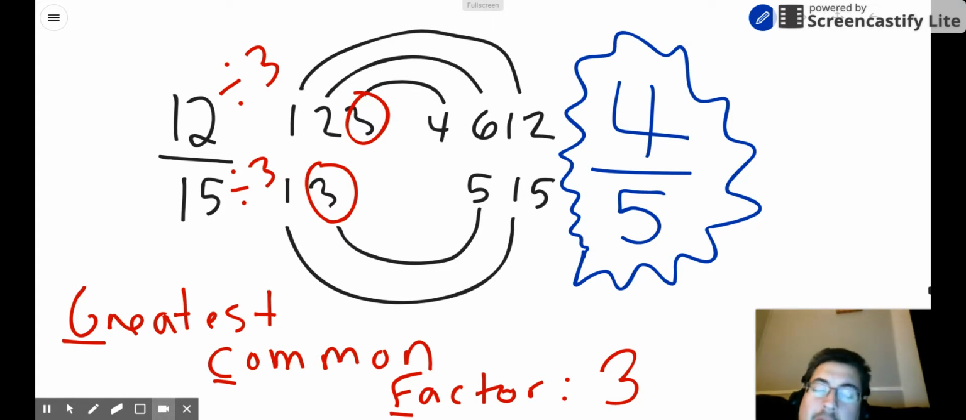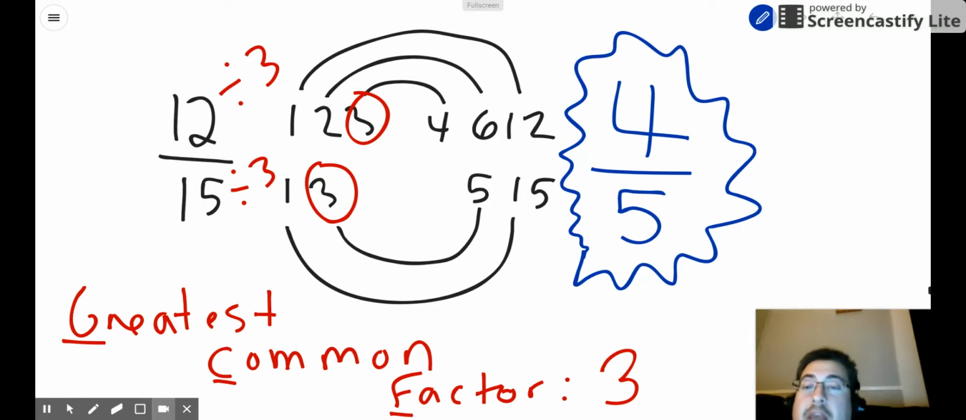Now, how do you know when a fraction is already in simplest form? Well, you know a fraction's already in simplest form when the only factor the numerator and the denominator have in common is 1. Because that means you have to divide the top and the bottom numbers by 1. You get the same numbers back. You get the same fraction you had before, and so you know it's already in simplest form.